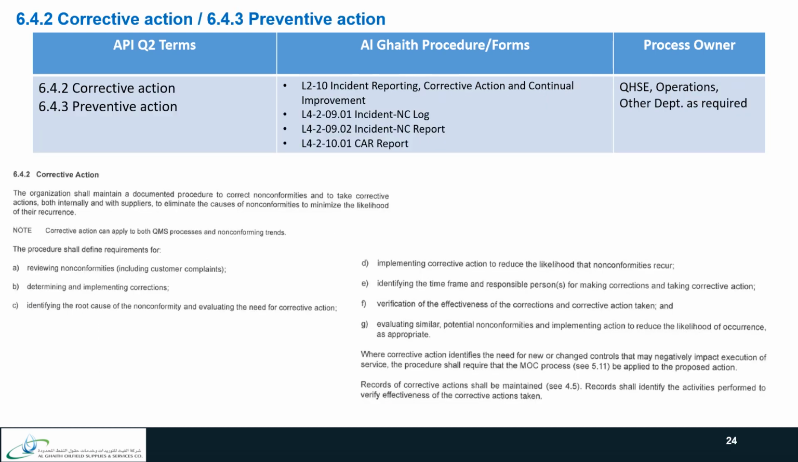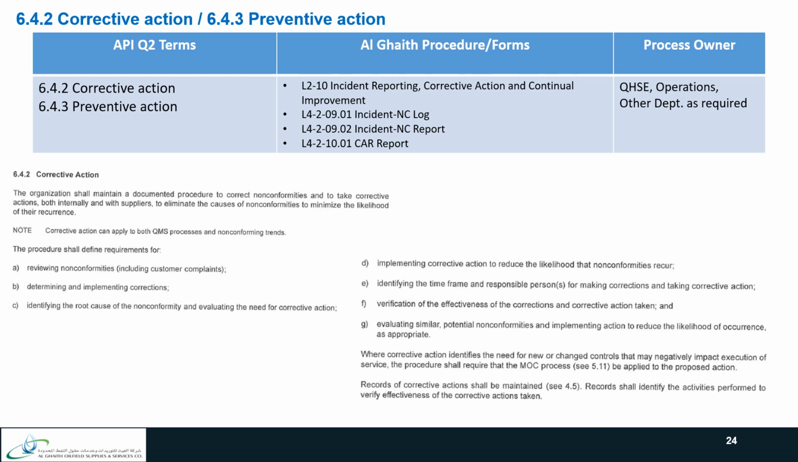API Q2 clause. Corrective action. The organization shall maintain a documented procedure to correct nonconformities and to take corrective actions, both internally and with suppliers, to eliminate the causes of nonconformities in order to minimize the likelihood of their recurrence. Incidents, nonconformances shall be investigated through procedure L210 incident reporting, corrective action, and continual improvement.